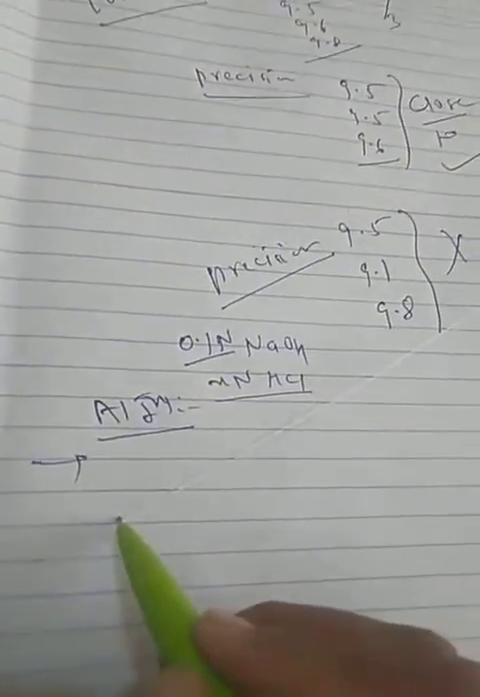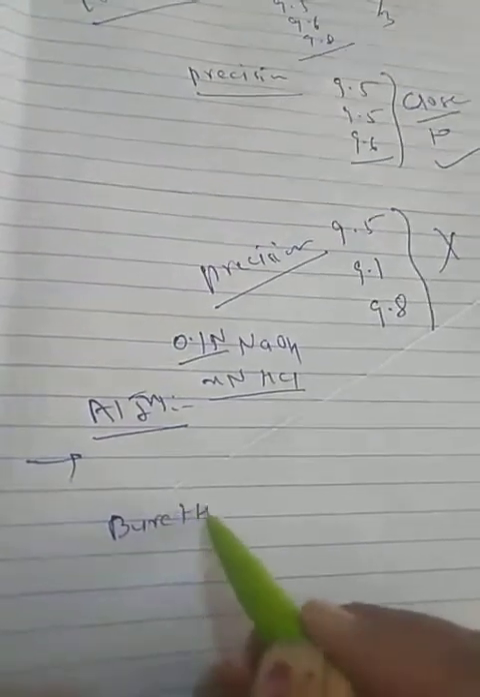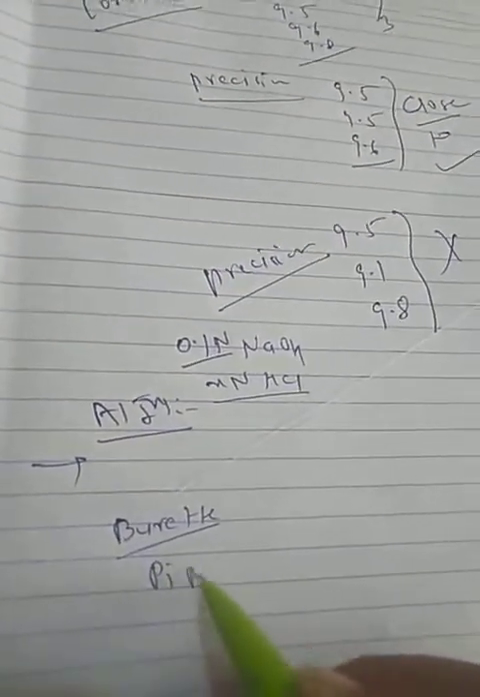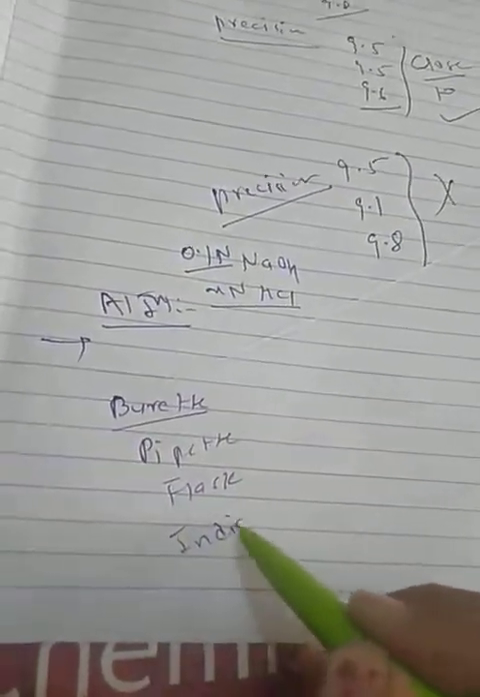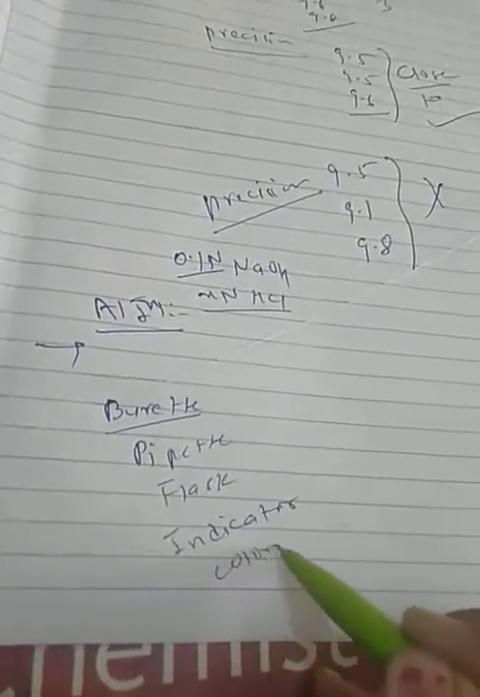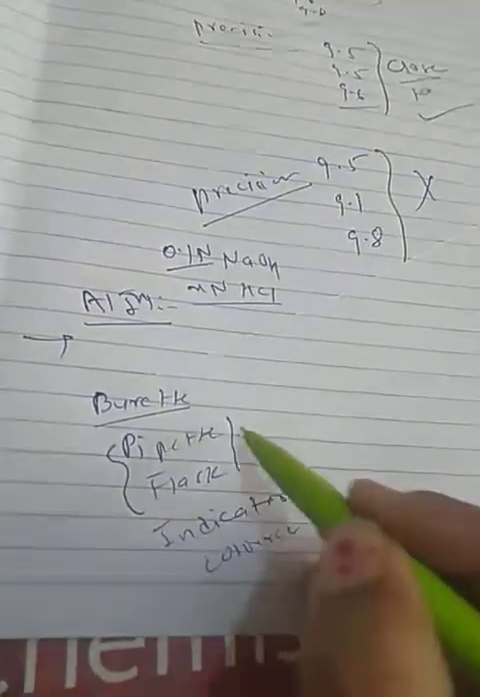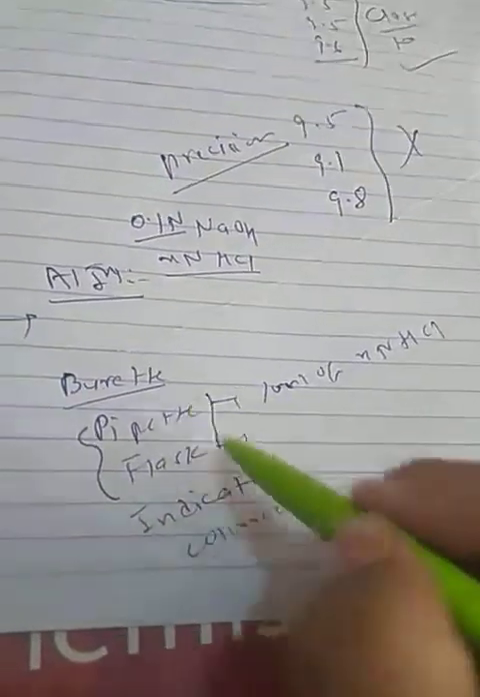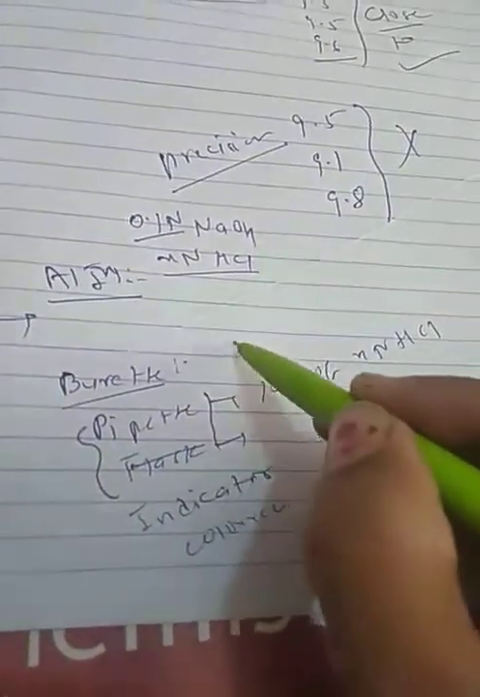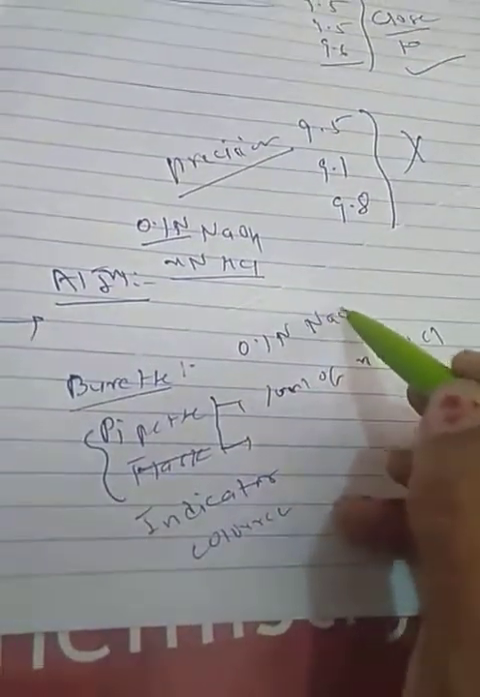After the aim, you have to write the burette reading. There are 4 steps: burette, pipette, flask, the indicator, and the color change. Pipette and flask are the same thing. You can write 10 ml of X normal HCl. In the flask, the same thing, so for pipette or flask you can write one thing. Then in the burette, you are taking 0.1 normal NaOH. The indicator is phenolphthalein, and the color change is from colorless to pink.